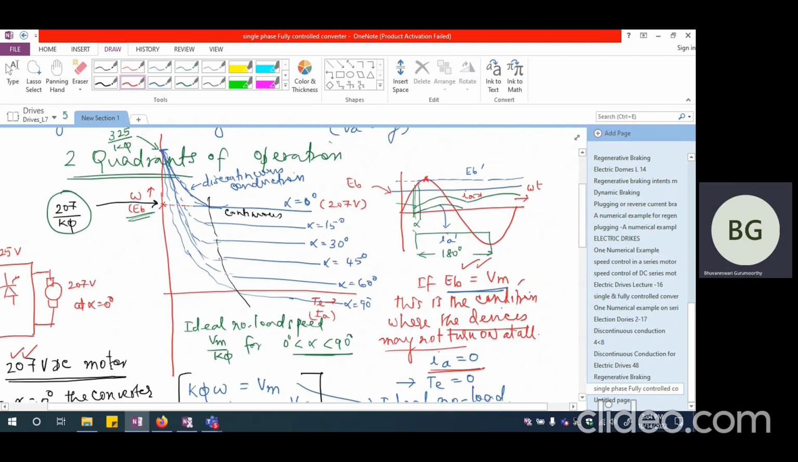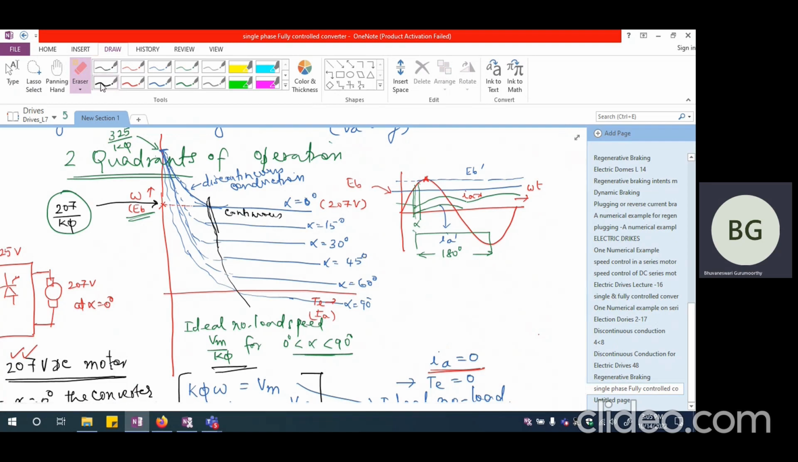Now, we said that the boundary between continuous and discontinuous conduction is shown by the black line I had shown. The ideal no-load speed is in general Vm by K5 for any alpha lying between 0 degree and 90 degree. But if alpha is greater than 90 degree, then what happens?